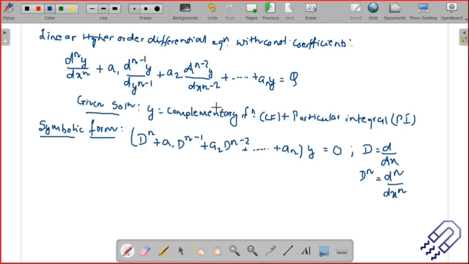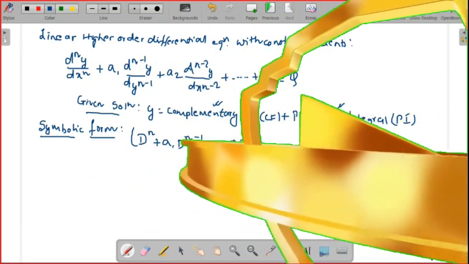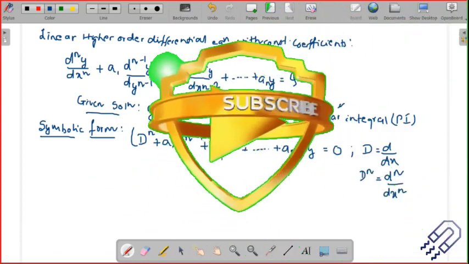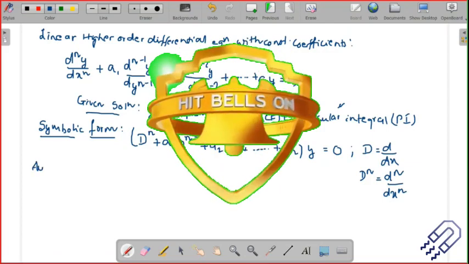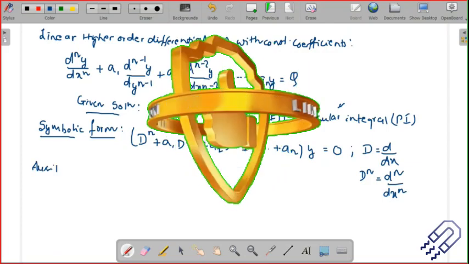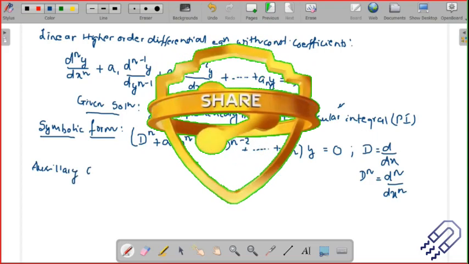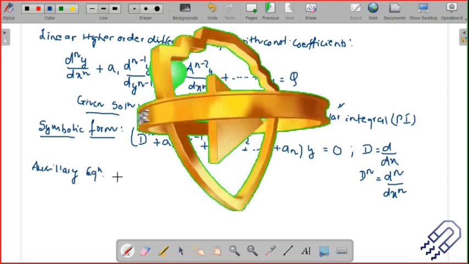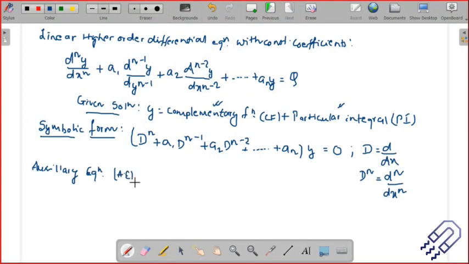The aim is to know how to find the complementary function, how to find the particular integral, and so on. That's the main aim. But we are just going to look into different ways of writing the equation, and then proceed with the problems. There is something called the auxiliary equation, and in this auxiliary equation we are going to replace this capital D with some parameter or variable. We also call it the characteristic equation.